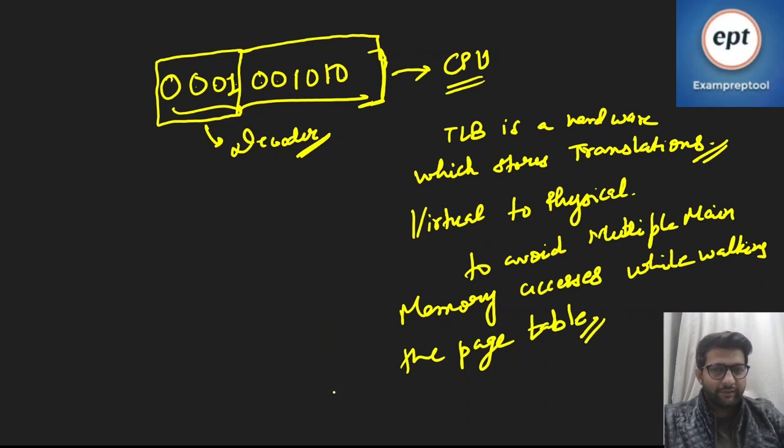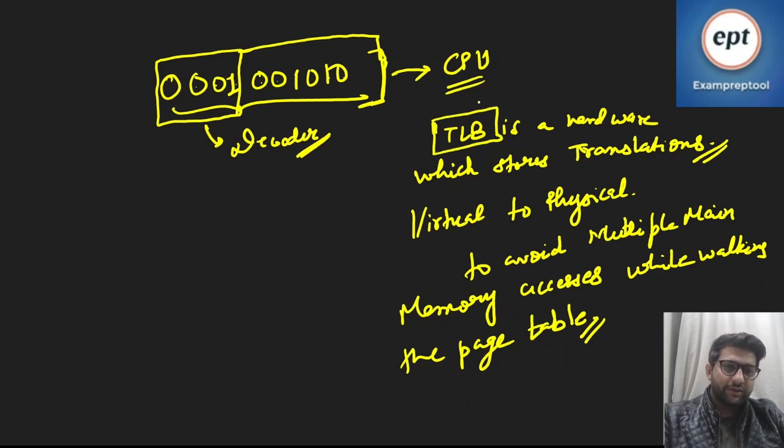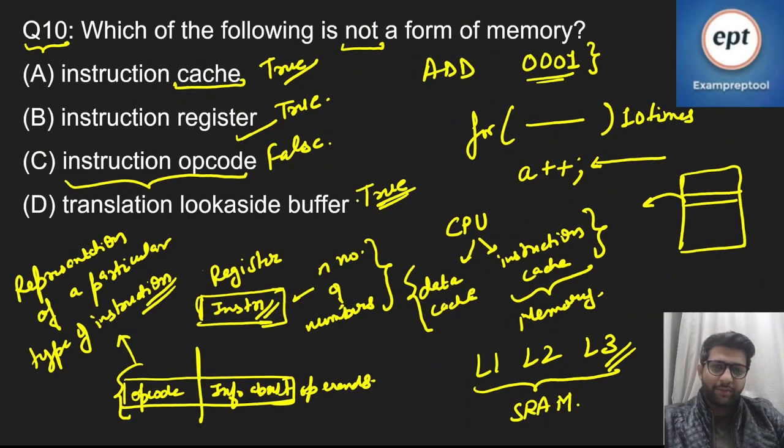So if we have a multi-level paging, then we need to access the memory multiple times, right? And to avoid that, we cache these address translations in a TLB. So this is also hardware in the main memory or the memory management unit, right? So you should know these concepts at your fingertips, that what is instruction cache, what is instruction register, what is opcode, what is TLB, right? So here the answer will be option C.